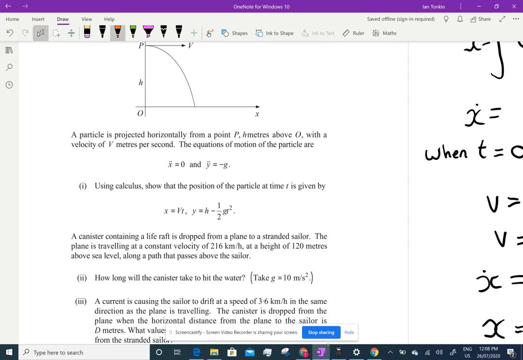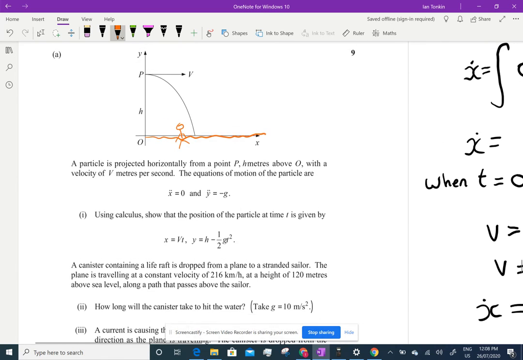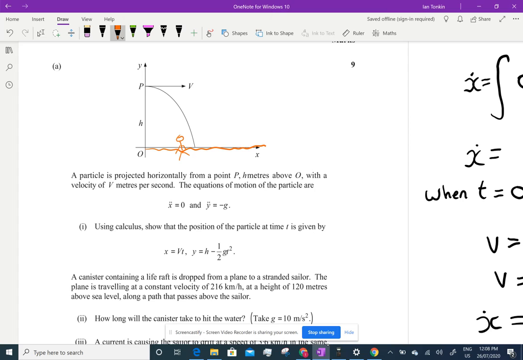So let's put the sailor here. It doesn't say whether the sailor's in the yacht or whatever, but there's the sailor in the ocean. And here comes the aeroplane. The aeroplane is coming along and it's going to pass over the sailor. And the height is 120, and this V is 216 kilometers per hour. Now, straight away, I know I'm in a bit of trouble here.